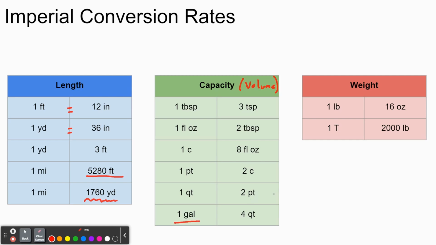And yeah, weight is a lot shorter, which is kind of nice. We got 16 ounces to 1 pound, and there are 2,000 pounds in 1 ton. So nothing too bad there. I'm going to move on and start talking about how you use these. So again, if you need to finish writing anything down, pause the video now.